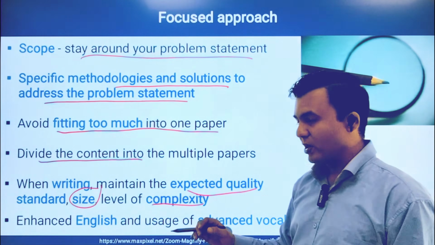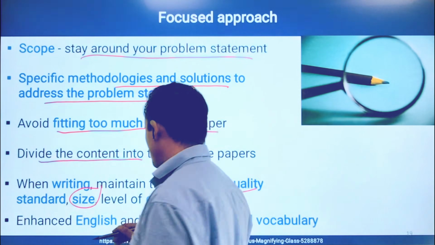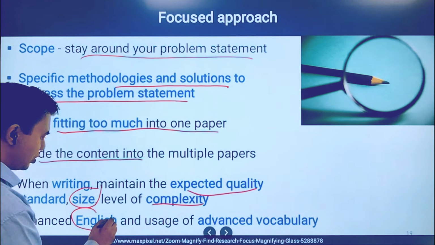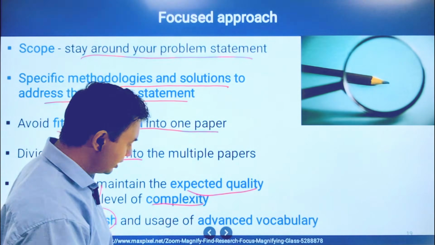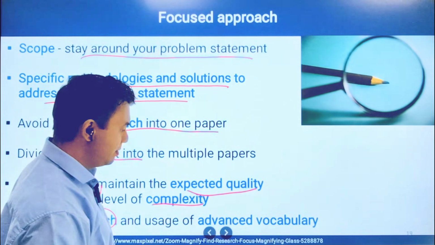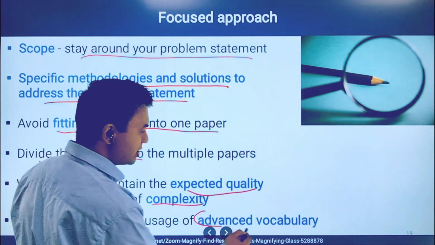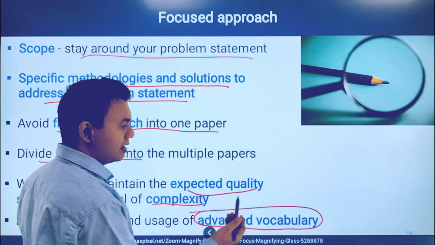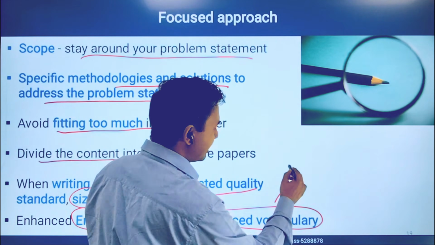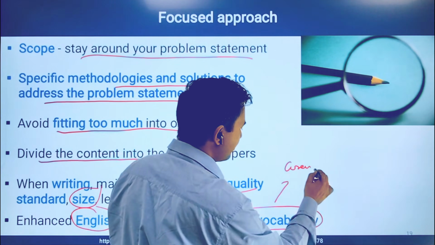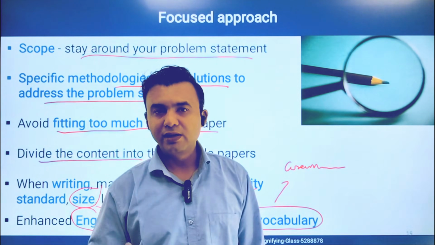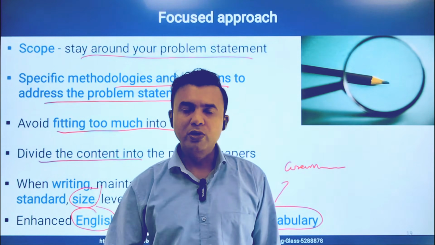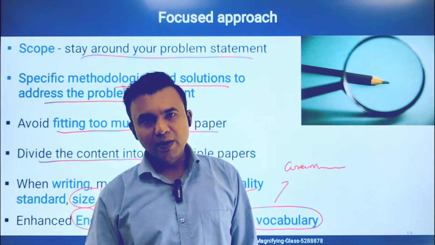Enhance the English, right? This is not so difficult. You can use any of these AI tools and improve it. You can use advanced vocabulary. You can use Grammarly or something like that. There are many tools available: Grammarly, WordTune, QuillBot, and many others.